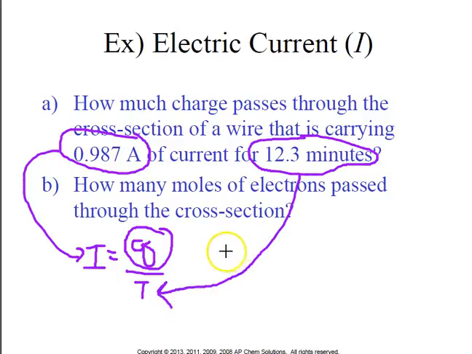So how do we change minutes into seconds? We'll multiply that by 60 to change that into seconds. Once we find the charge, the coulombs, they're then asking how many moles of electrons that is. So we saw in the previous slide that conversion factor between coulombs and electrons. So we'll use that to make that transfer.